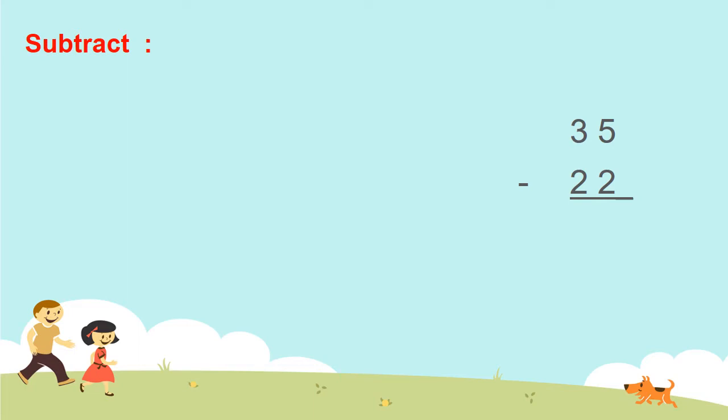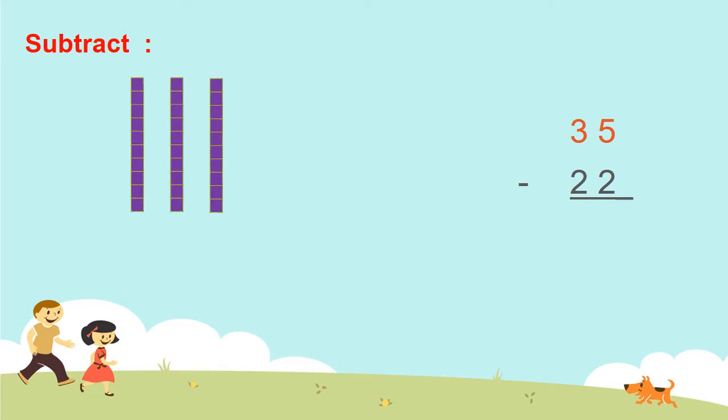Here he says subtract 35 minus 22. What are we going to do first? Just like we done in addition, we're going to represent 35. So how do we represent 35? It's 3 tens and 5 ones. Yes, 3 tens and 5 ones. Okay, now we want to take away 22 from this.